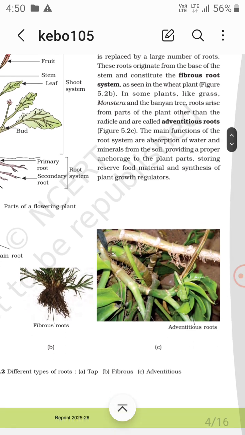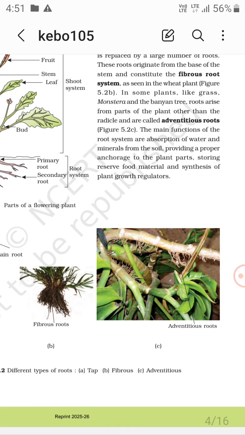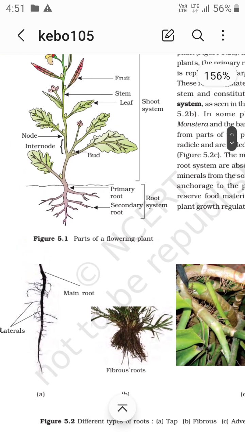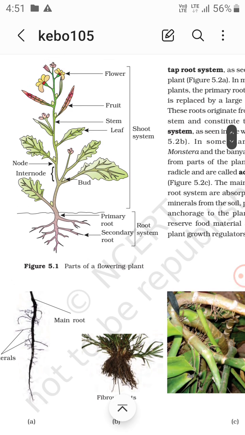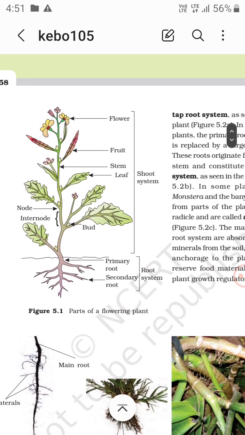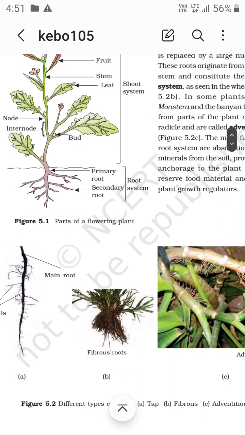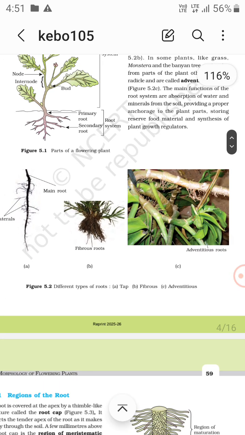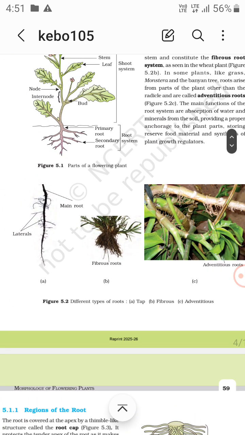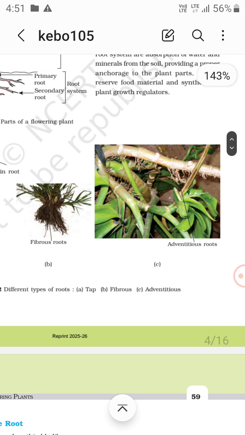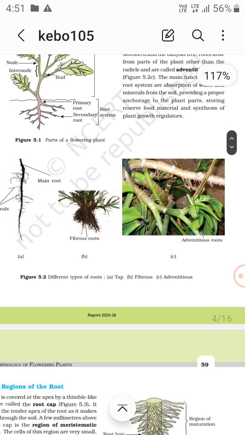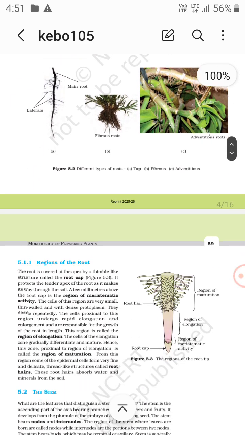Then the functions of roots: storing reserve food material and synthesis of plant growth regulators. Shoot system and root system constitute the plant. You see there is the primary root and then the secondary root. In the shoot system there is fruit, then stem, then node, and then internode. The first diagram shows the taproot system in mustard. You see laterals and the main root, then fibrous roots in the wheat plant, and adventitious roots in grass, Monstera, and banyan tree.